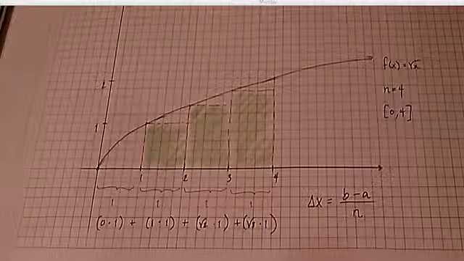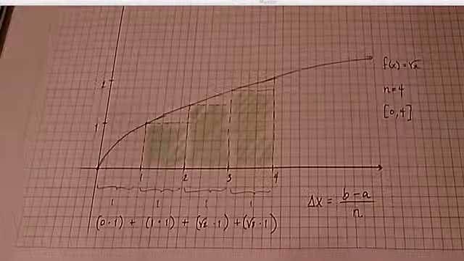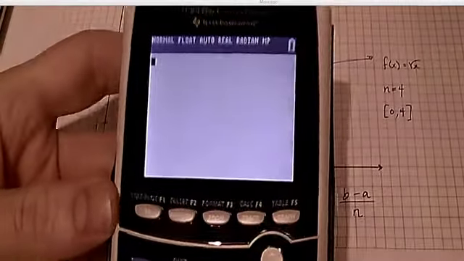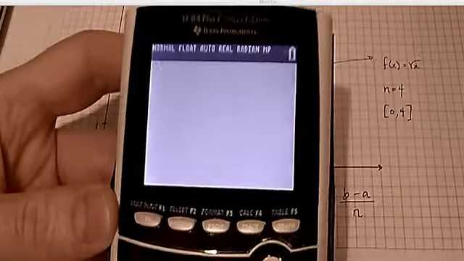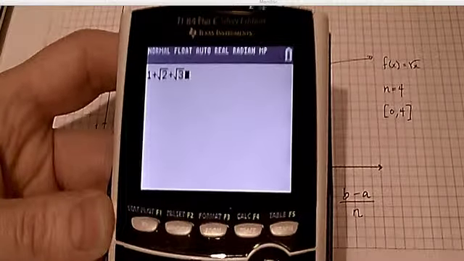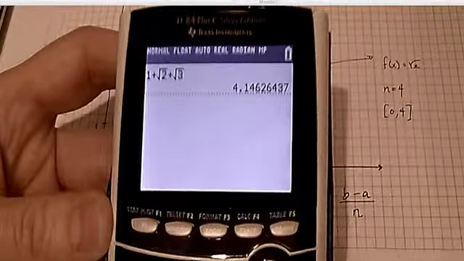Okay? Now, we can go ahead and actually figure that out. It's 1 plus root 2 plus root 3. So if we break out our trusty calculator, okay, and we say 1 plus root 2 plus root 3, we're going to get approximately 4.146. Okay?